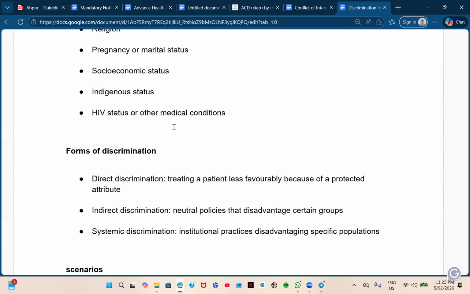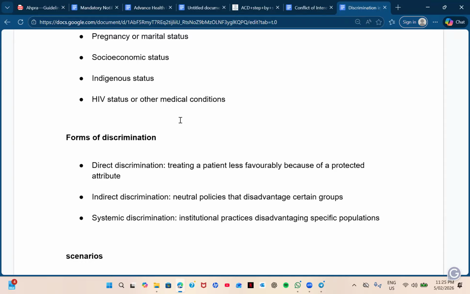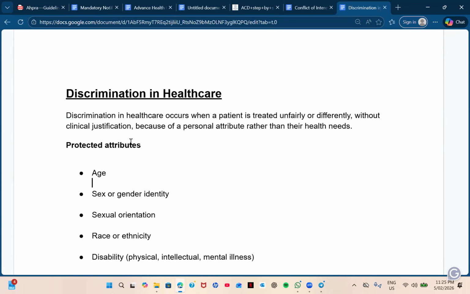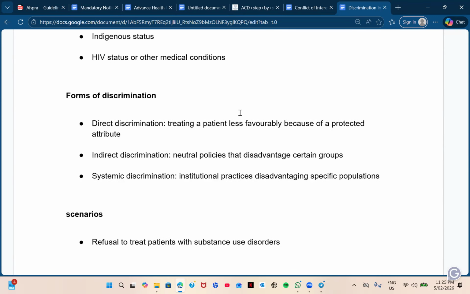So we have different types of discrimination. We have direct discrimination, indirect discrimination, and systemic discrimination. Direct discrimination means treating a patient less favorably because of protected attributes. So these are the attributes, okay? The factors due to these protected attributes. Indirect discrimination is neutral policies that disadvantage certain groups, right?